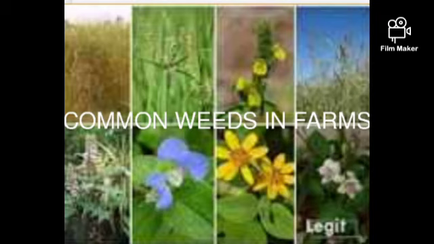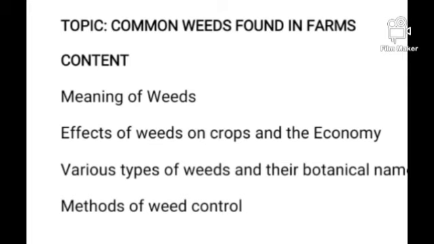Good day, everyone. Today we'll be discussing the topic common weeds in farms. Under this, we'll be talking about the meaning of weeds, effect of weeds on crops and the economy, various types of weeds and their botanical names, and even the methods of controlling weeds. What's the meaning of weeds?